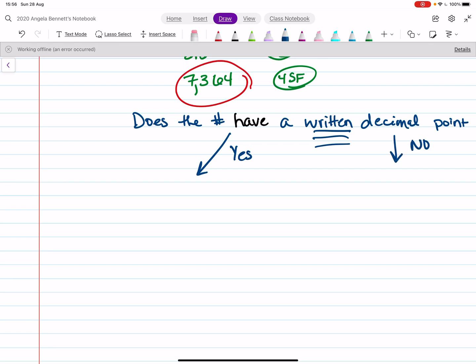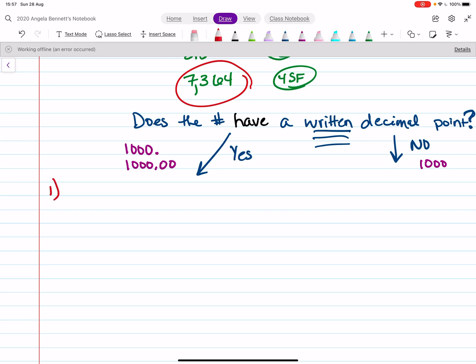If you say yes, then that means you may have one of the numbers at the top that looks like this, has a decimal point, or this one. Or if you said no, then your number may be like this one. So, does the number have a decimal point that is written out? If you said yes, then the rules are these.